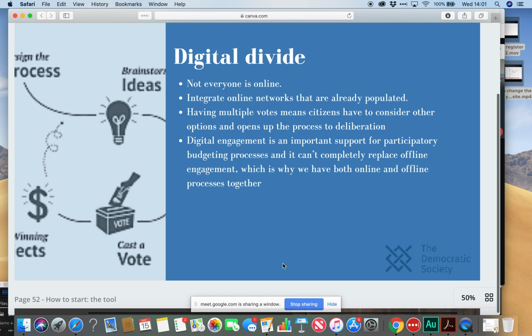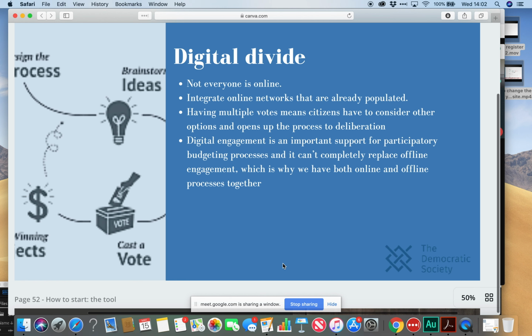Some last challenges are, of course, not everyone is online. Not everyone has internet access. Not everyone has a phone or a laptop. And they might just prefer paper ballot voting. So it's really important to have both online and offline processes together to make your process as strong as it can possibly be. Again, you can integrate online networks that are already populated, websites and social media, such as linking your site to Facebook or a Council website that people are already talking on.